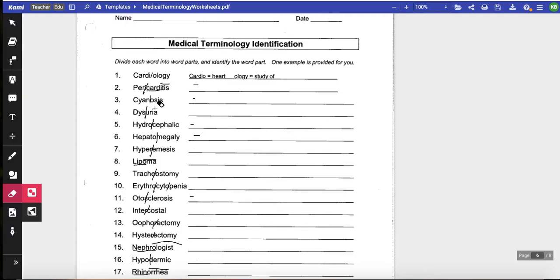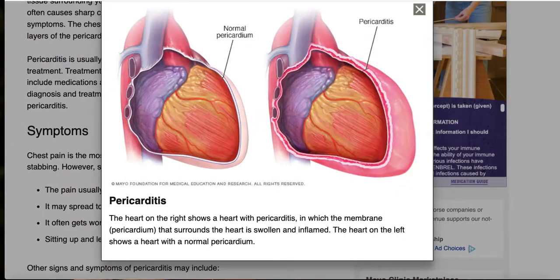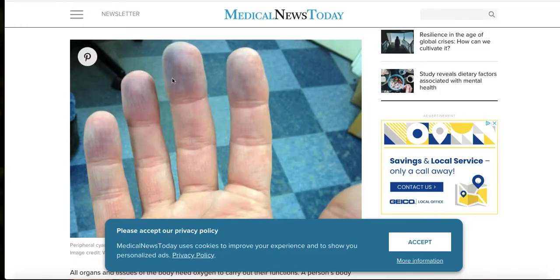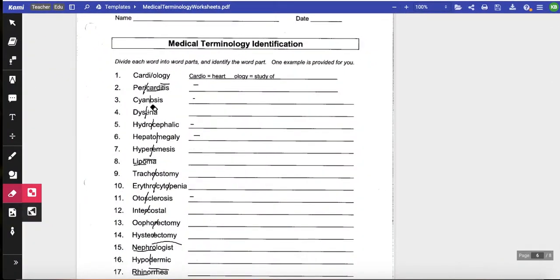Alrighty, let's go back to the worksheet. Cyanosis. Cyan means blue, osis means condition of. And if we were to find a picture of that, pretty much it's when the tips of your fingers, toes, and then lips turn blue due to lack of oxygen. So you can see they're not truly blue like the tile behind it, but you can see that the color differential from this normal color is a bluish shade. All right, so back to the worksheet.